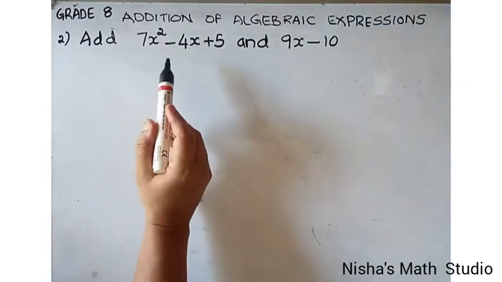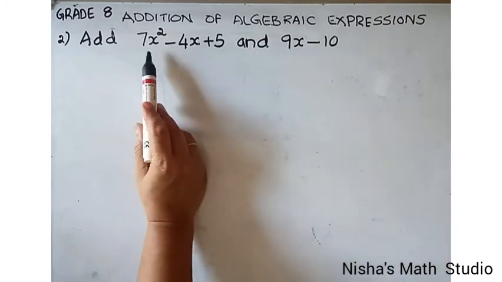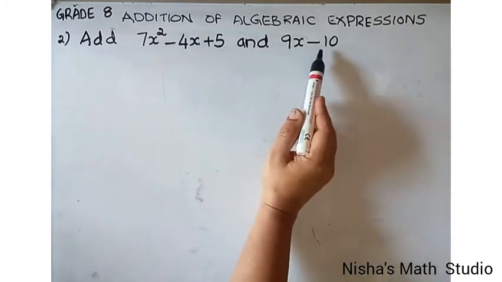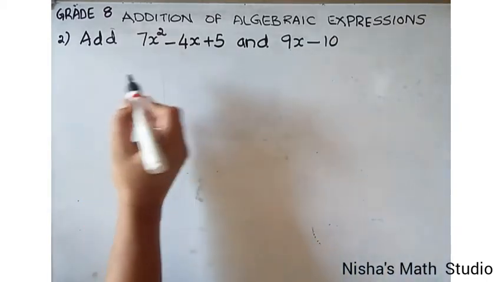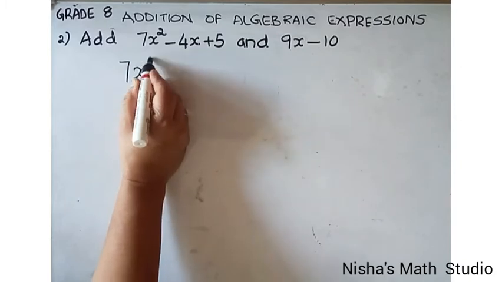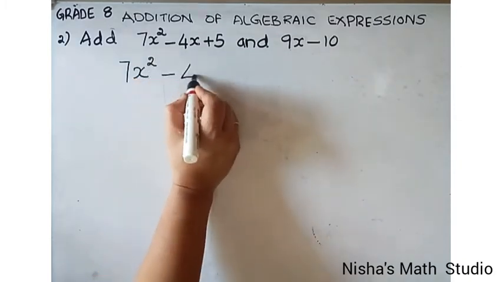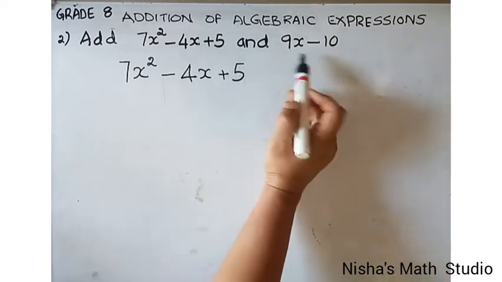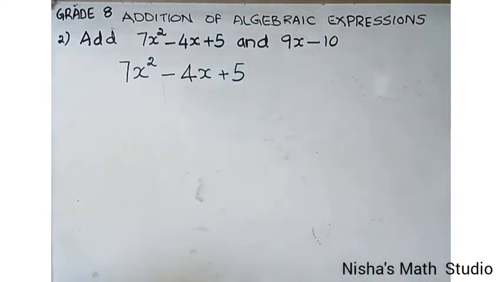Let's take another example. There are two expressions given. 7x square minus 4x plus 5 and the second expression is 9x minus 10. We will write it in different rows and add. First let's write 7x square minus 4x. That is the first expression to be written as it is. Now when you write the second expression, you should see that like terms come one below the other.